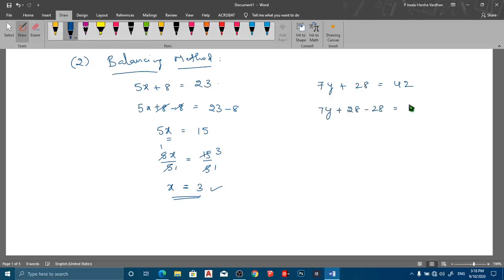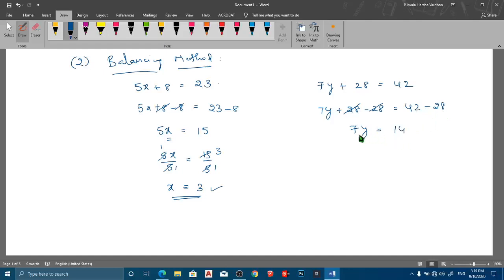Whatever you are subtracting on the left side, you have to subtract on the right side also, to balance the equation. So now plus 28 minus 28 gets cancelled. You will get 7y on the left side, and after subtraction you will get 12 minus 8 is 4, 3 minus 2 is 1, so 14 you will get.